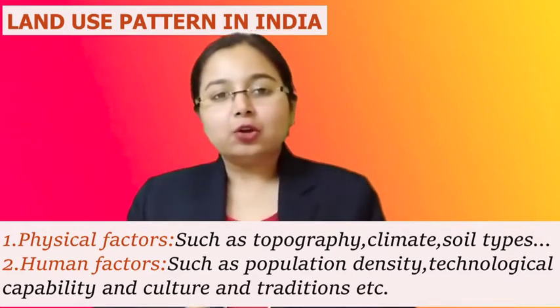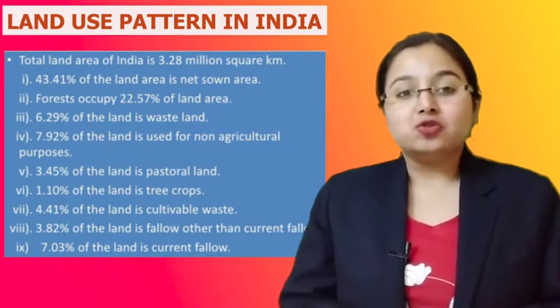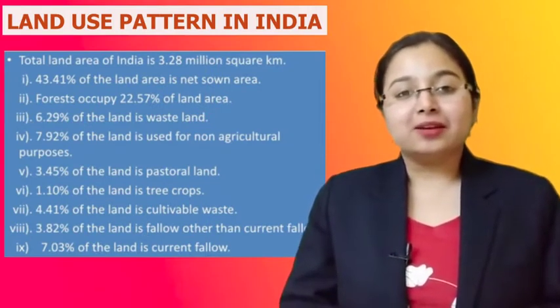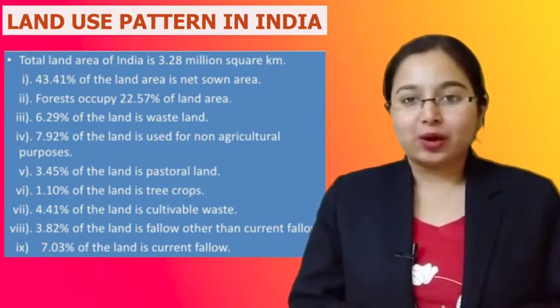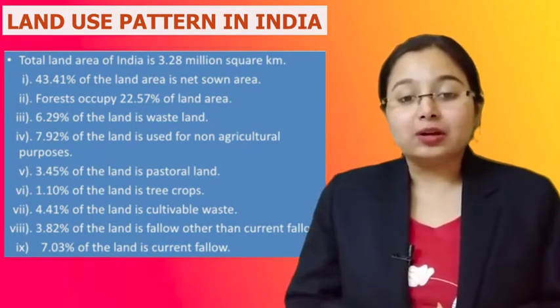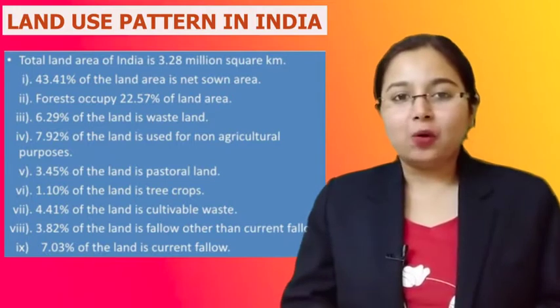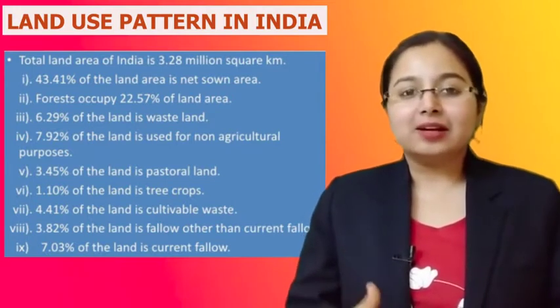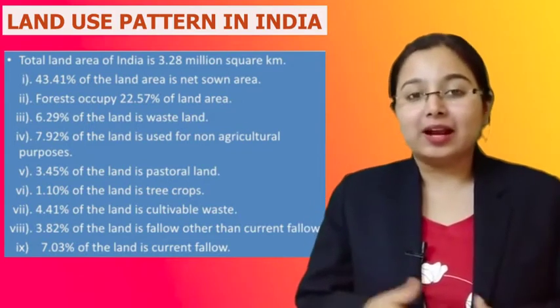Now children, do you know what is the total geographical area of India? You have already studied this in class 9th geography. The total geographical area of India is 3.28 million square kilometers. But let me tell you one thing. This is only 93% of the total geographical area. Now you must be thinking, how is it 93%, or where is the rest 7%? You must be wondering, why is it only 93%?